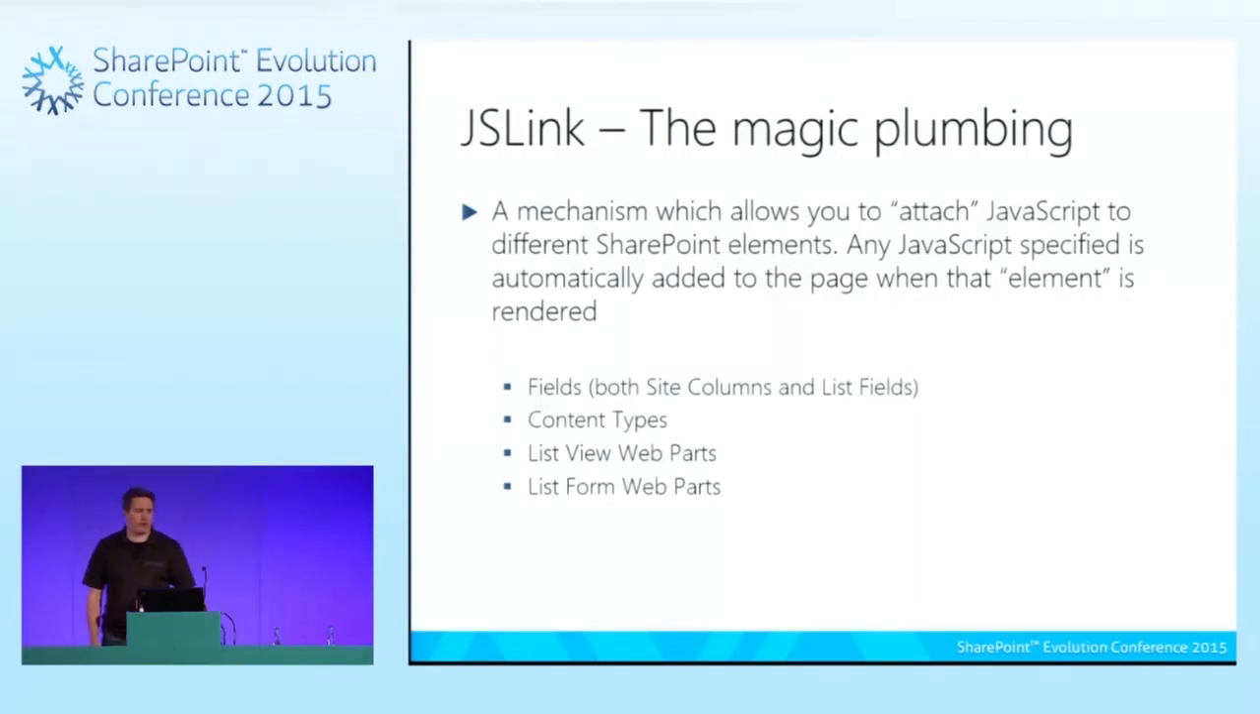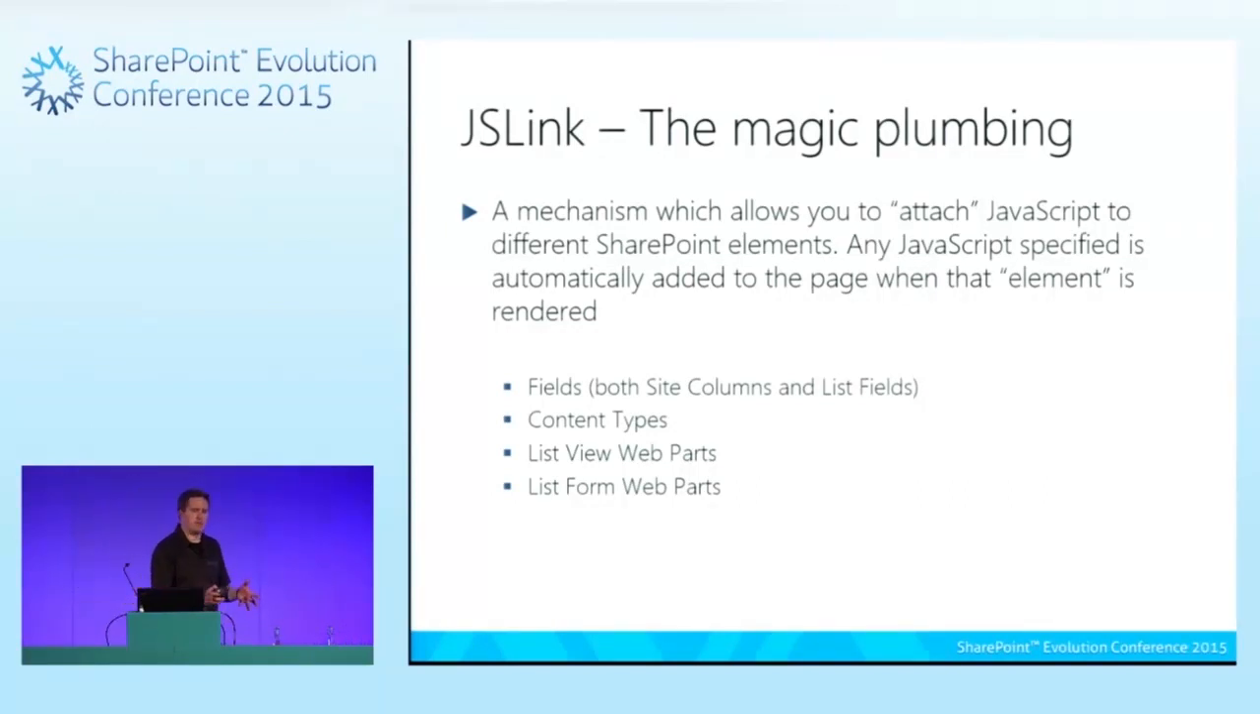The list form web parts also have web part properties that allow you to specify JSLink. It's really the most elegant way of getting your JavaScript-based display templates out on the page as and where you need to use them. Now, you can simply drop JavaScript on every page in the site and just execute your code on every page and not only fire and do anything when your field is actually being displayed. Not particularly efficient, not very elegant, but it works.